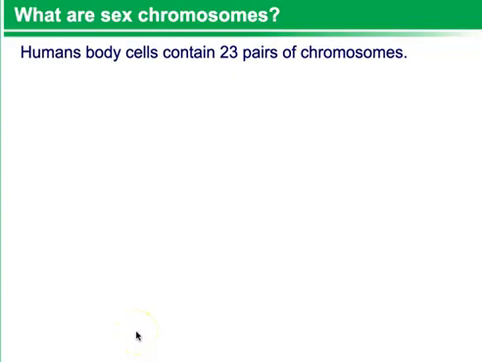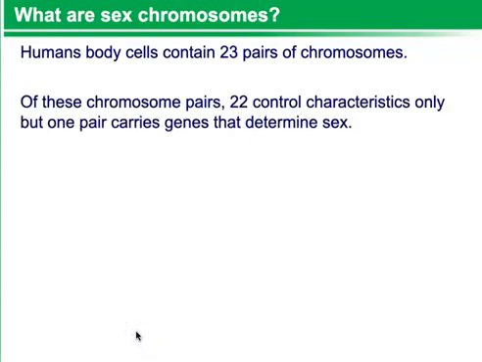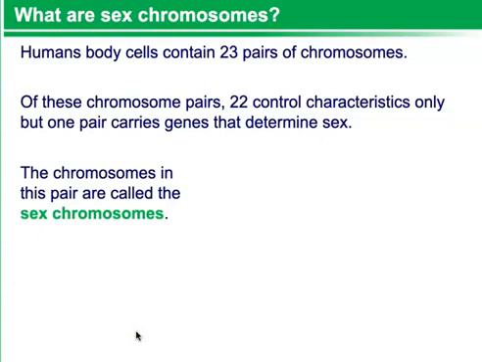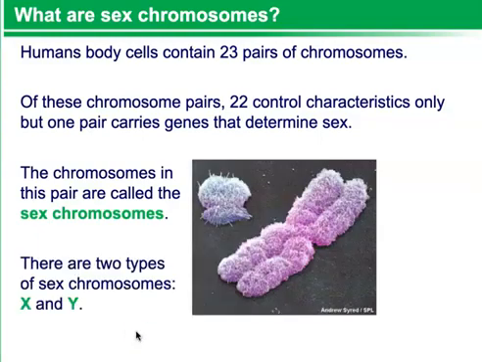What are sex chromosomes? Human body cells contain 23 pairs of chromosomes. Of these chromosome pairs, 22 control characteristics only, but one pair carries genes that determine sex. The chromosomes in this pair are called the sex chromosomes. There are two types of sex chromosomes, X and Y.